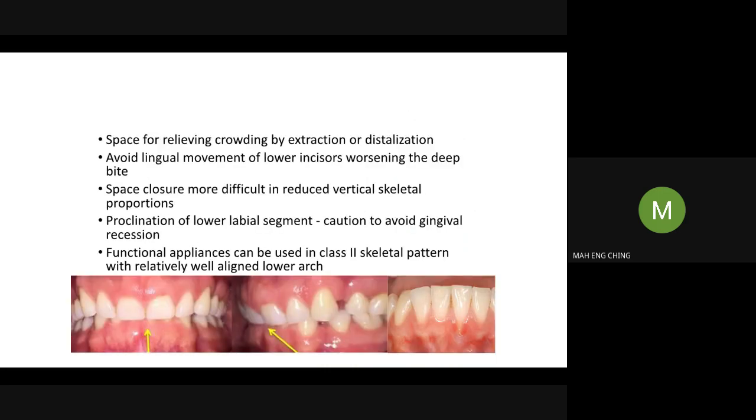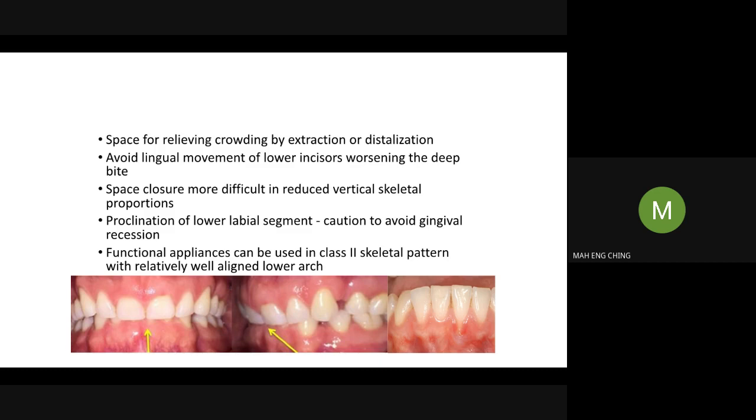Space for relieving crowding by extraction or distalization. So if you need a lot of space, you want to bring the upper incisor backward, then most of the time we go for extractions, taking out the premolar. Then we avoid the lingual movement of the lower incisor. Because like we said just now, if you bring the upper and lower teeth backward, you're going to make the overbite deeper and make the severe overbite worse. So if you're not doing fixed braces, you just do simple tipping, then you're going to make the overbite worse. So you want to reduce this overbite.